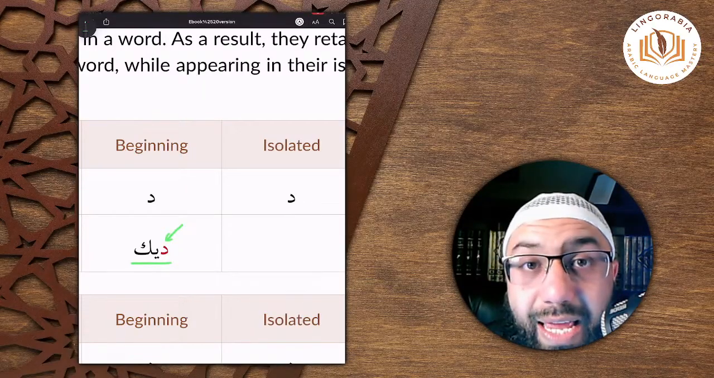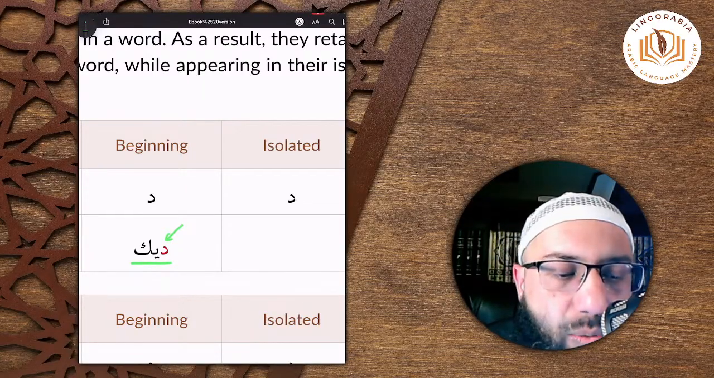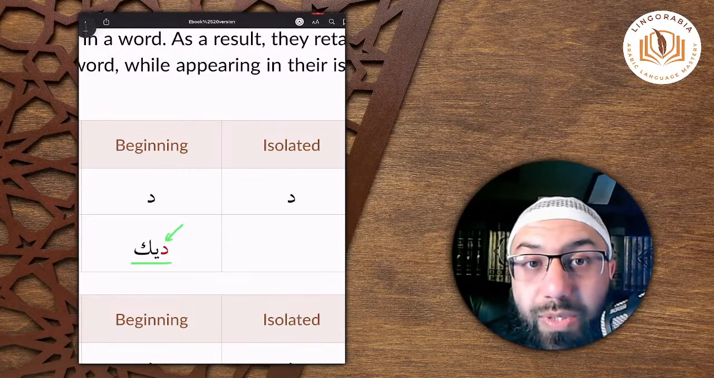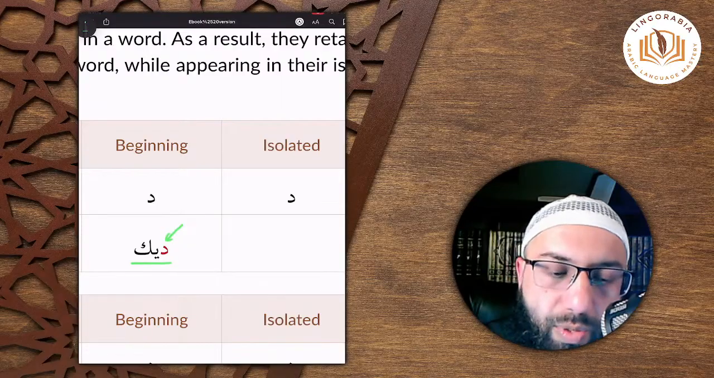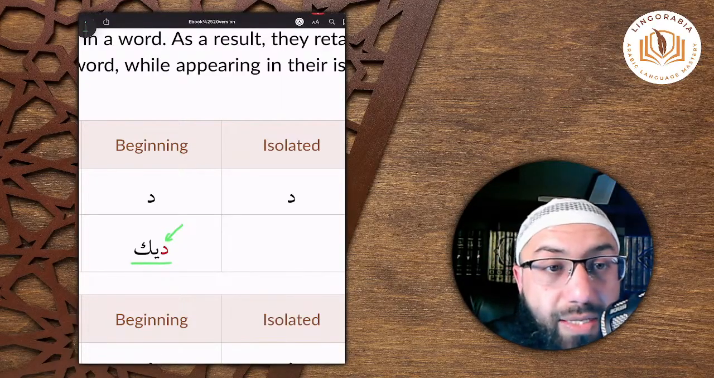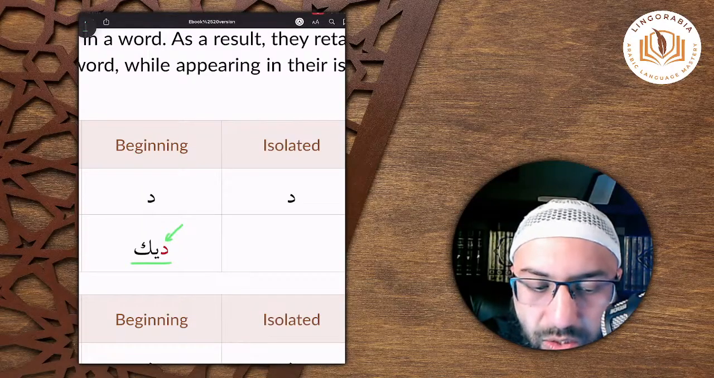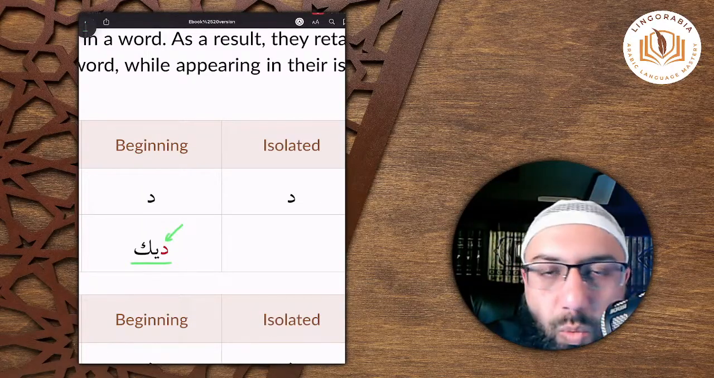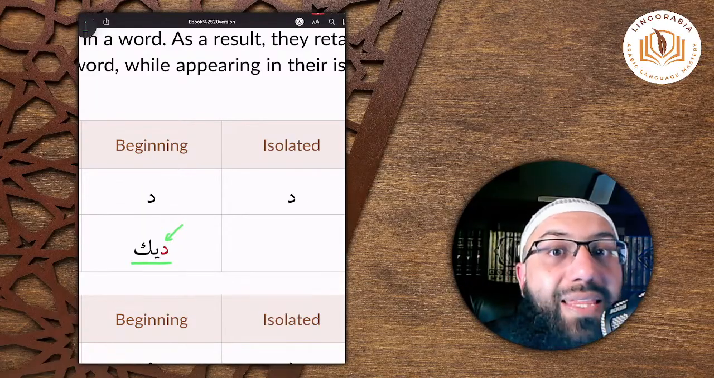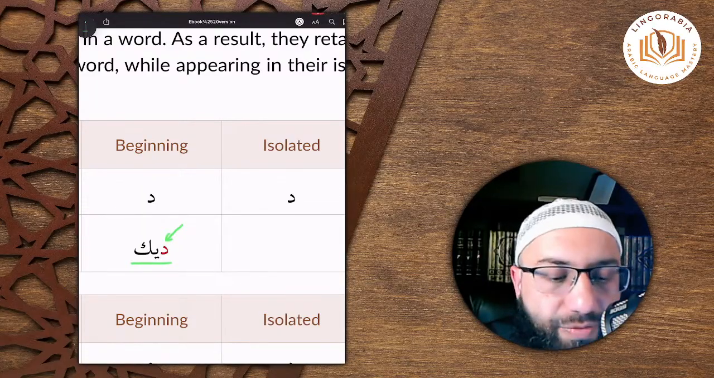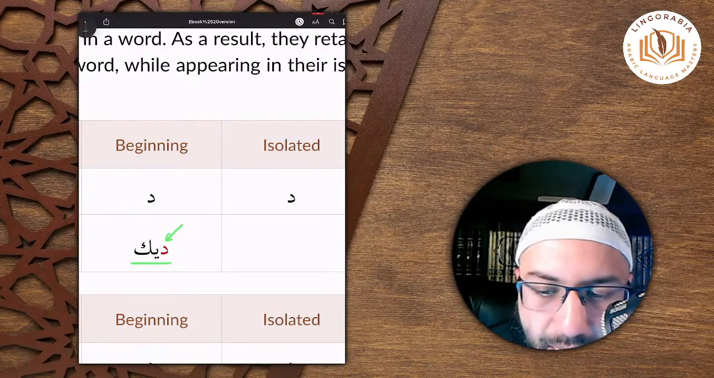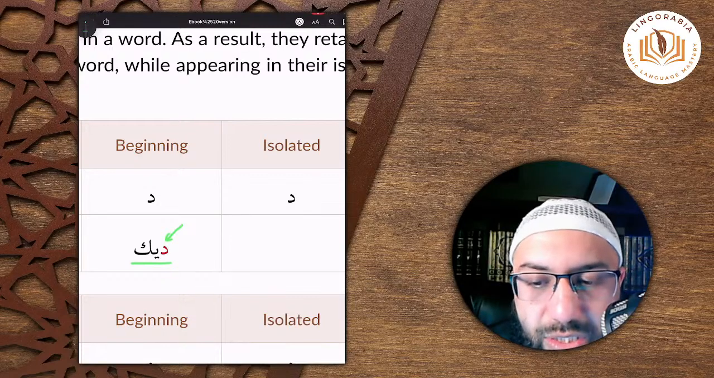So the Dal has a similarity with a letter that we already covered. Which other letter doesn't connect with the letter after? We got the Dal now, but before we covered another letter which doesn't connect with the letter after. Which letter that we already discussed, that we already covered, and we said that it doesn't connect with the letter after? I want to know from you guys which letter that was.